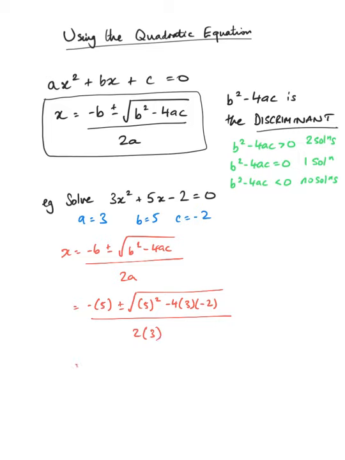And when we put that onto our calculator, I get minus 5 plus or minus the square root of 49 all over 6. So we can see that the square root of 49 is 7. I'll have minus 5 minus 7, so minus 12 over 6, or minus 5 plus 7, so 2 over 6, so it's minus 2 or a third.